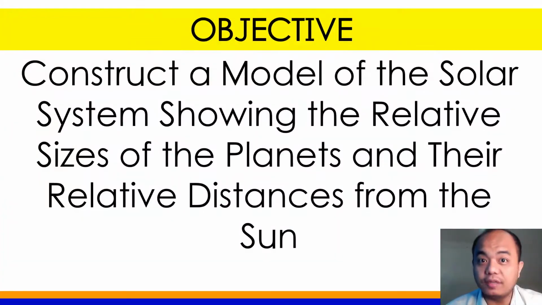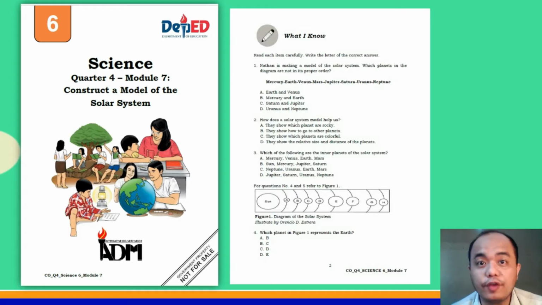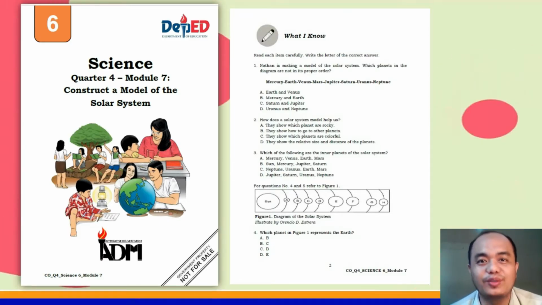And our objective for this week is to construct a model of the solar system showing the relative sizes of the planets and the relative distances from the sun. Now before we proceed, let us answer first the What I Know part of your module.